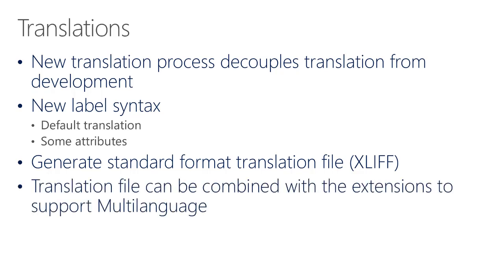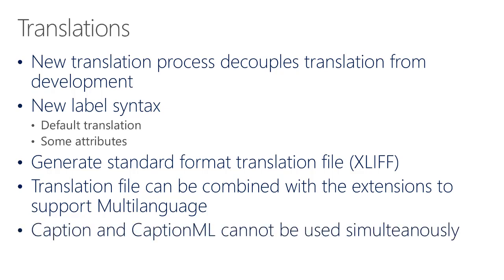Translation files can be combined with the extensions to support multi-language. So you can have an extension with multiple XLF files for multiple languages. So if you want to publish it in France, then you would have to create a translation file for French in order to be able to be accepted for that market. The caption ML still works for now. So you still have the choice between using captions or caption ML, except if you want to publish for AppSource, you have to use the new translation files.